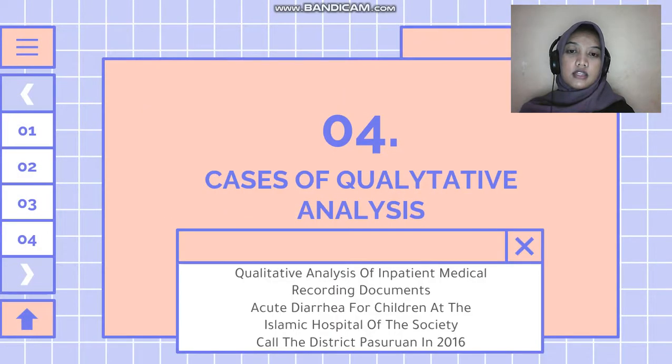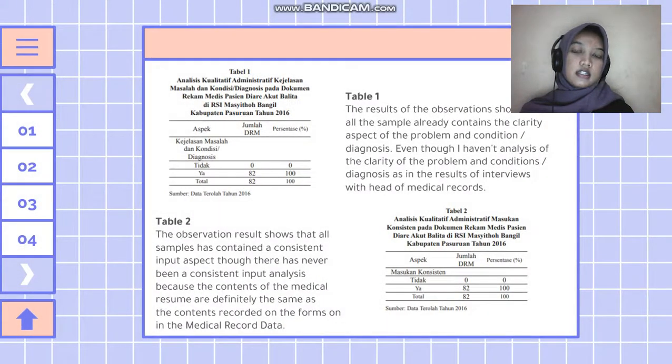So this is the case of qualitative analysis, and I chose the title qualitative analysis of inpatient medical record documents of acute diarrhea for children at the Islamic Hospital of Society, called the District Hospital, in 2016. In Table 1, the result of the observation shows all the samples already contain the clarity aspect of the problem and condition on diagnosis.